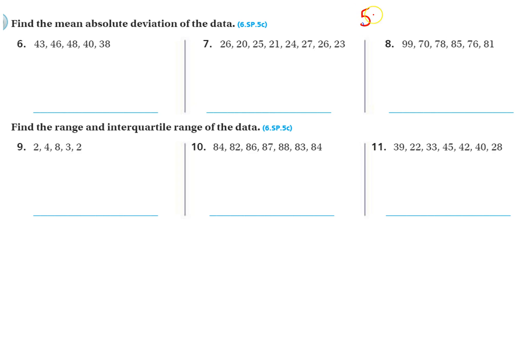All right, now I'm on the bottom of page 531. Let's go ahead and get started. For 6, 7, and 8, you're doing the same thing. You're finding the mean absolute deviation. So I'm going to show you how to do it on number 6, and then you're going to be doing the same thing on 7 and 8, just with a different set of numbers.